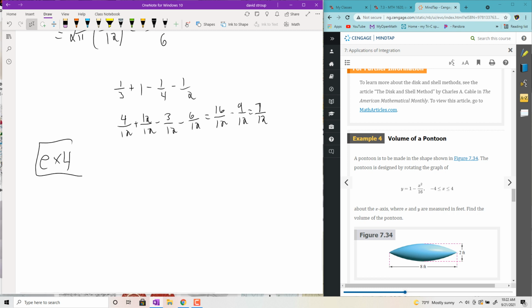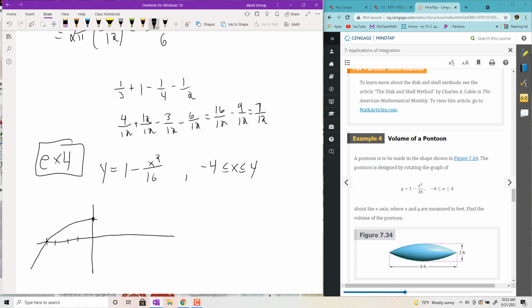But anyways, let's look at example 4. We're looking for the volume of a pontoon. They give you a parabola, 1 minus x squared over 16 from -4 to 4. And let's get a graph of this thing. So upside down parabola, shifted up 1. It'll intersect at -4 and 4. Okay. So it's this region, and they're rotating it about the x-axis.